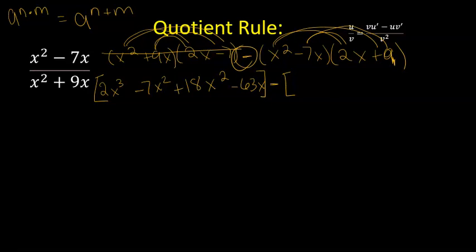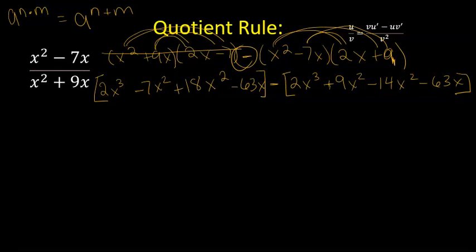I have x squared times 2x. What does that give me? 2x to the third power. I'm going to do x squared times 9, which gives me positive 9x squared. Negative 7x times 2x gives me negative 14x squared. And negative 7x times 9 gives me negative 63x right here. And I will put all of this over the denominator that it provided, but I'm not going to do that because we're running out of room.